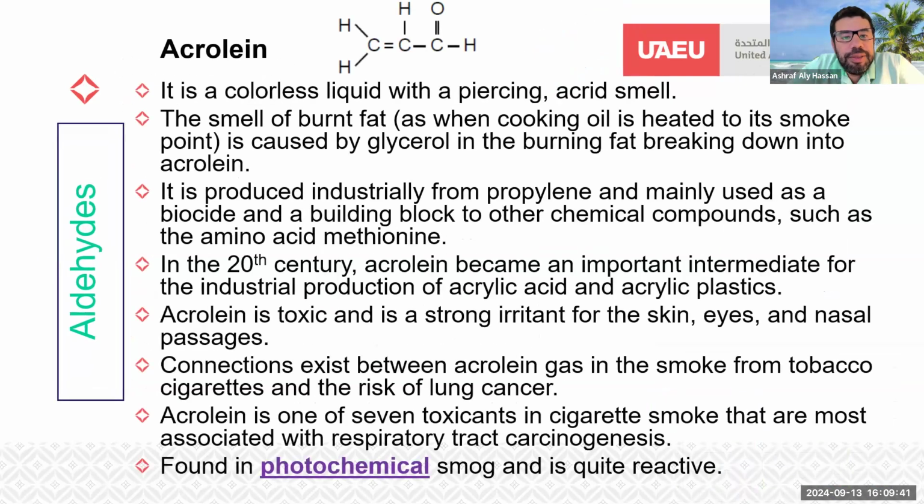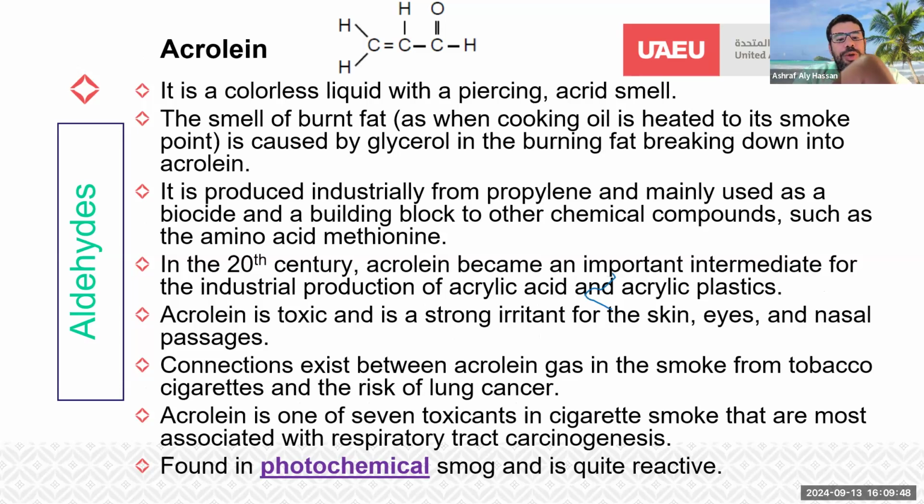The next aldehyde is called acrolein. Acrolein is CH2CH, so here we have a double bond, not a single bond. And then you get your carbonyl group and your H. It's a colorless liquid with a piercing acrid smell. Acrolein is actually the smell of burnt fat. So when you are barbecuing and you smell this nice smell of burning, that comes from the acrolein.